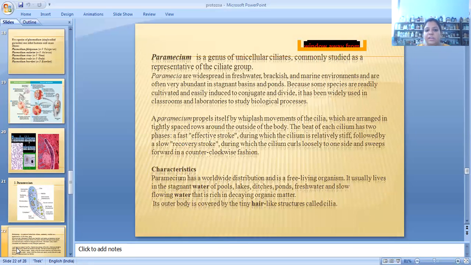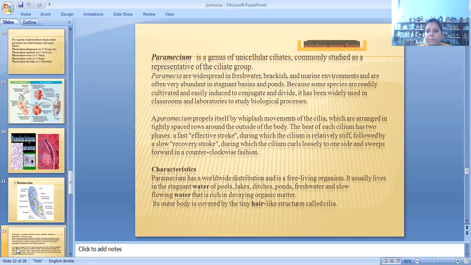Paramecium is the genus again of unicellular ciliates, right? Paramecium are widespread in freshwater, brackish water, and marine waters. They are often very abundant in stagnant basins and ponds. The water which is not flowing, there you can easily observe this Paramecium from the sample of the water, right?